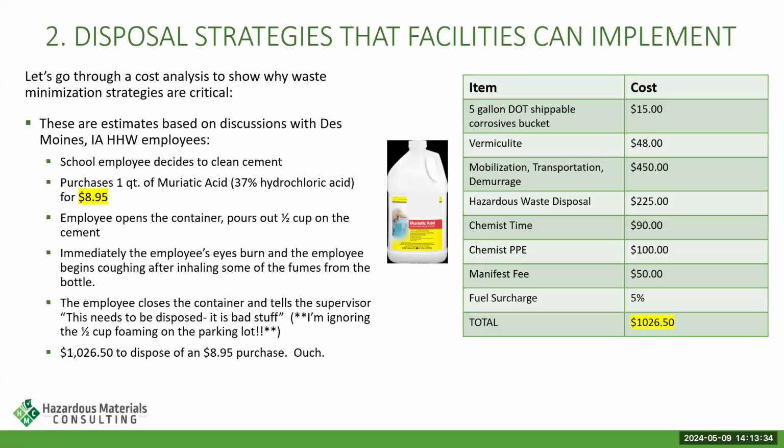I just recently worked with one of our household hazardous waste employees, so I know my numbers are correct. But if I go out and purchase 1 quart of muriatic acid because I want to clean some cement or clean some brick, that's predominantly what it's used for, muriatic acid is 37% hydrochloric acid.